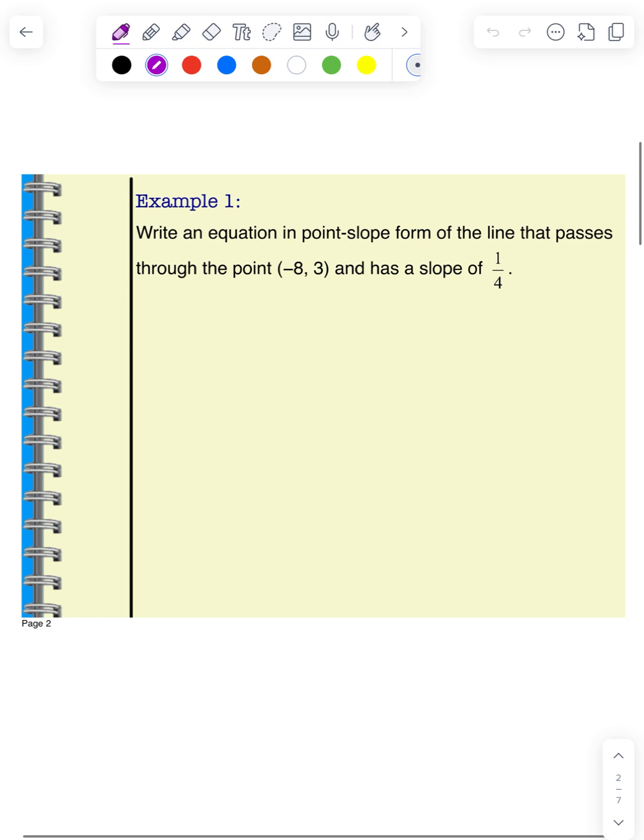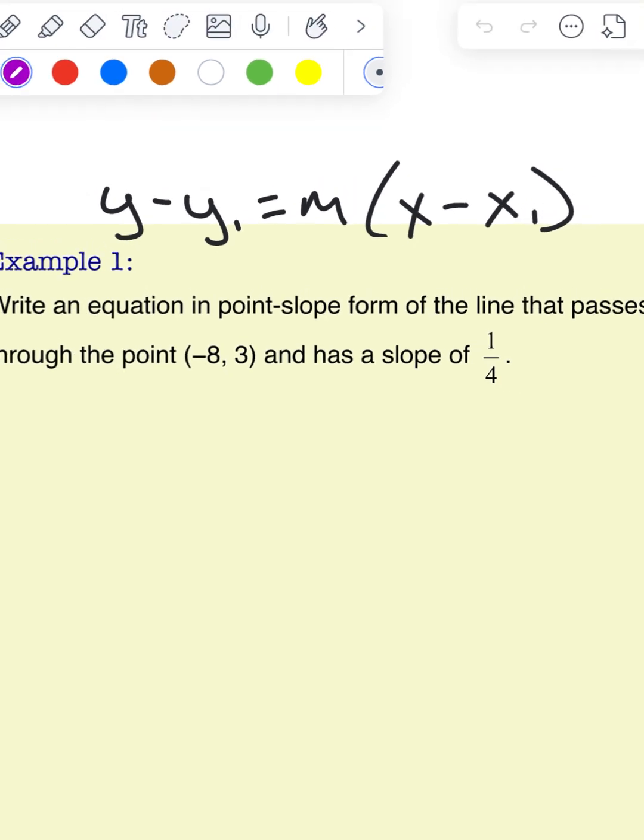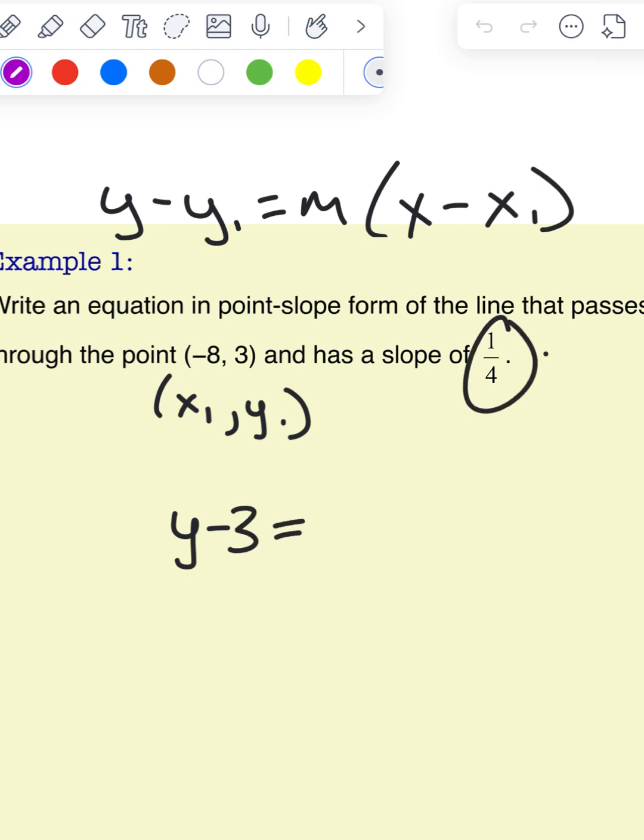So first we're just going to practice writing an equation given a point and a slope. So I'm going to write that form again. Y minus the y point equals m, the slope, times x minus the x point. And then we're just going to plug in the given point and slope. So this point, negative 8 comma 3, this is x1 comma y1. So I'm going to substitute 3 for y1. So I have y minus 3 equals 1/4 is our slope, which we know is m, so 1/4 times x minus the x point, which is negative 8, so I'm going to make that a plus 8.